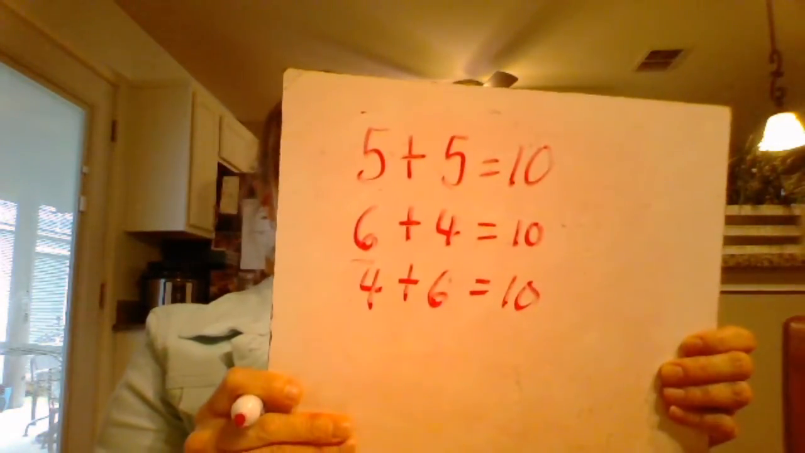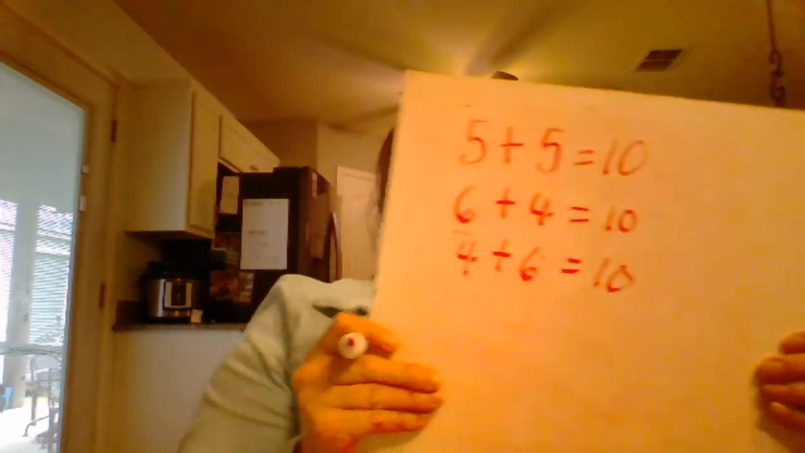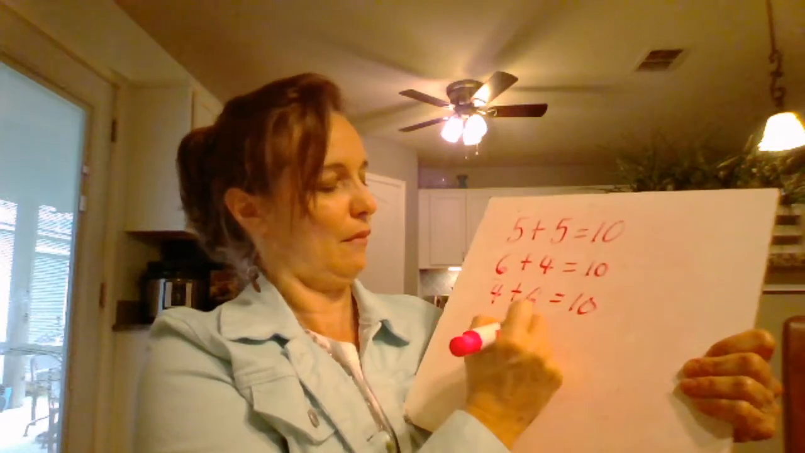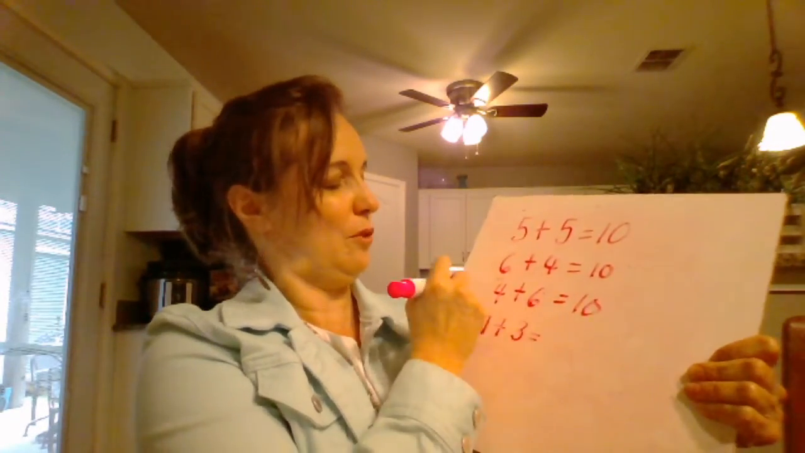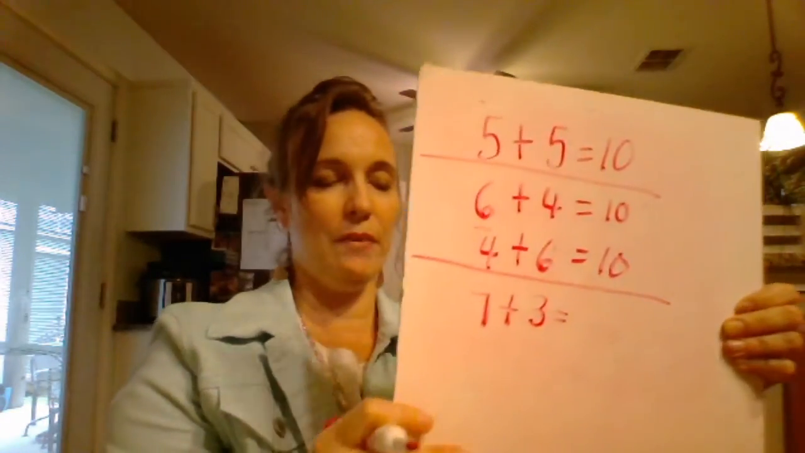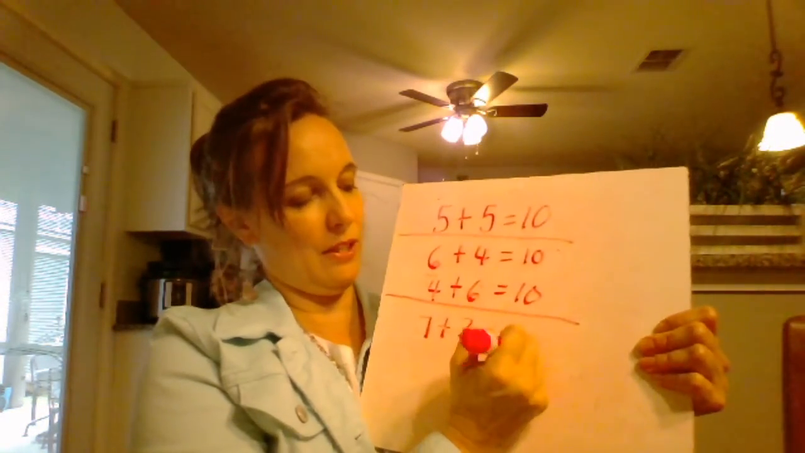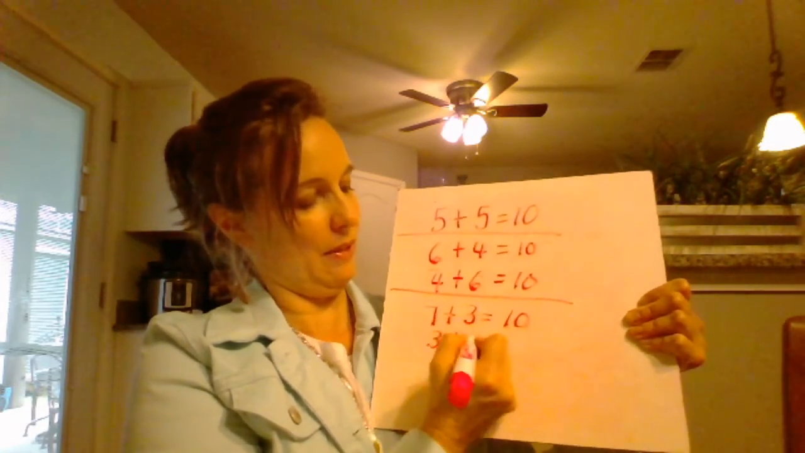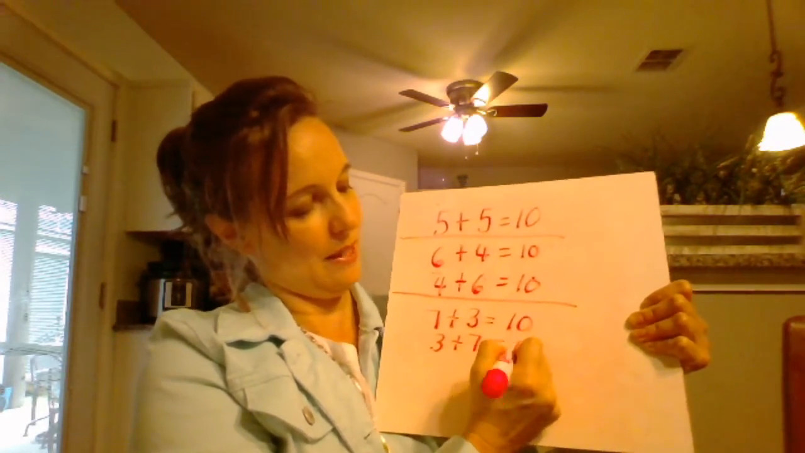Four plus 6 is 10. 6 plus 4 is 10. The next one we did, we'll draw a line right there to separate them so we can see them easier. Was 7 plus 3 is 10. What is the twin for 7 plus 3? You got it. 3 plus 7 is 10.